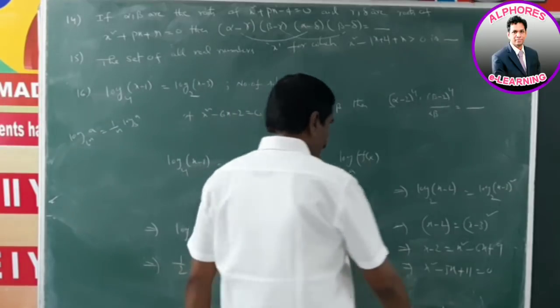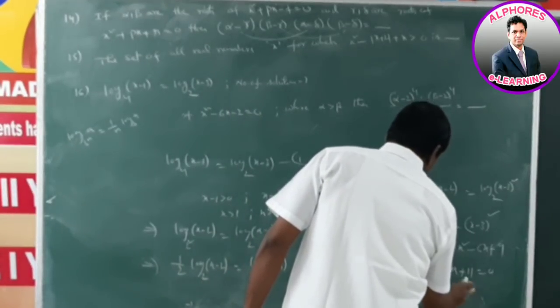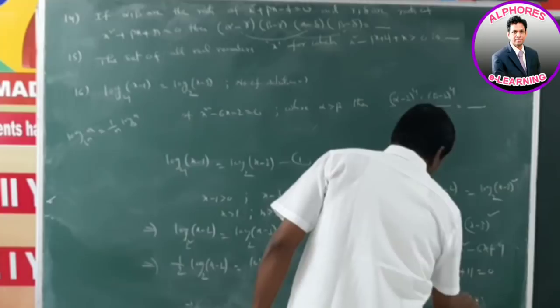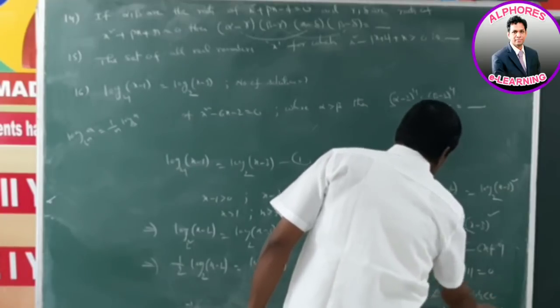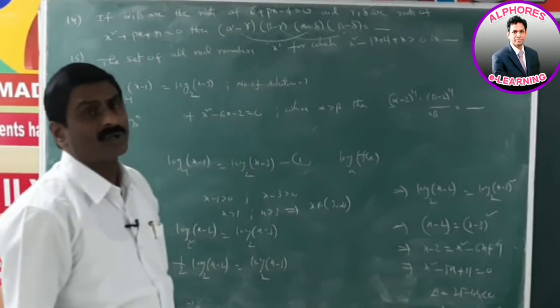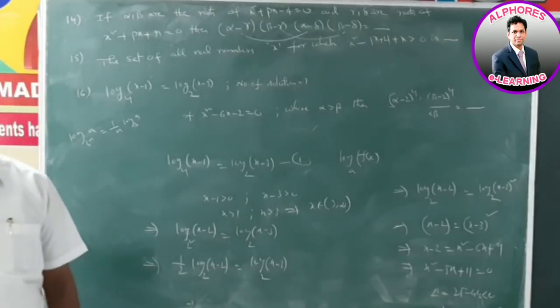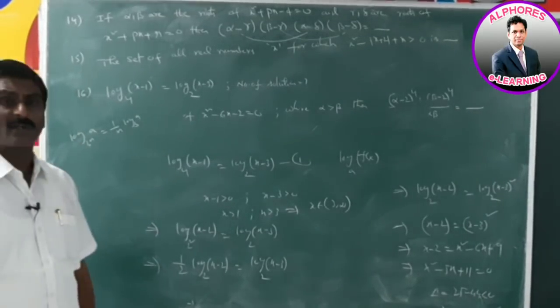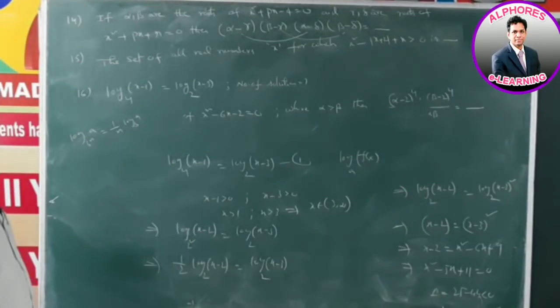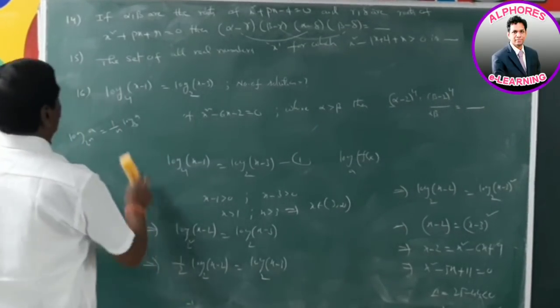Here delta is b square minus 4ac. B square minus 4ac means 25 minus 44, which is less than 0. There are no real roots. Therefore, number of solutions is equal to 0. Next, last, the 17th one.